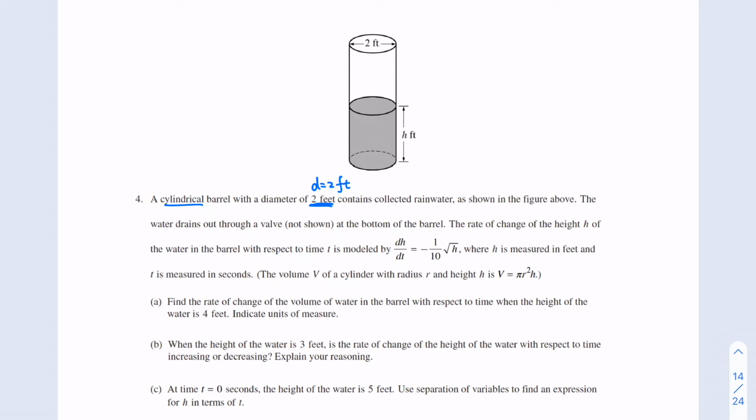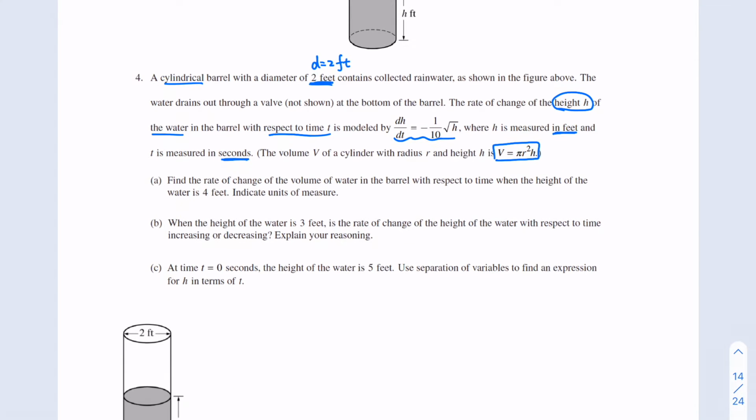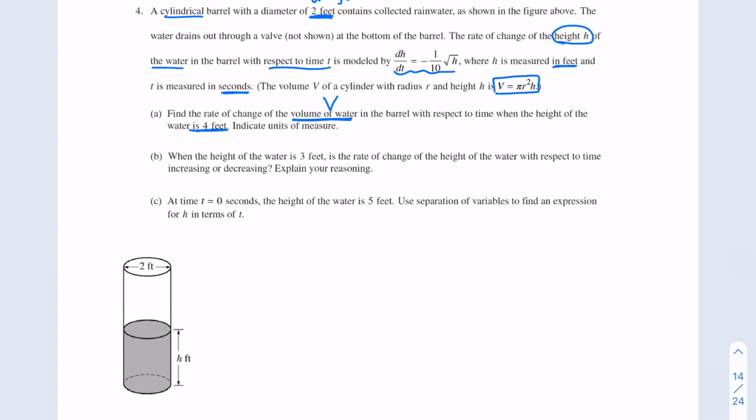The rate of change of the height of the water with respect to time t is given by this function, where h is in feet and t is in seconds. They also give us the formula for the volume of the cylinder. For part A, find the rate of change of the volume of the water, V, with respect to t when the height is 4 feet. Indicate the unit.